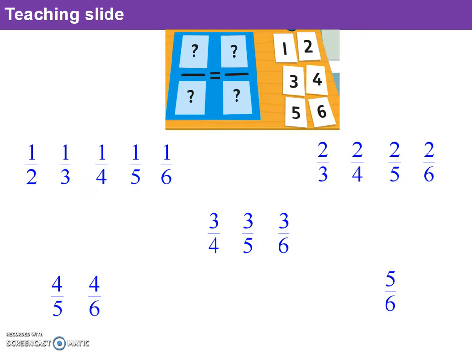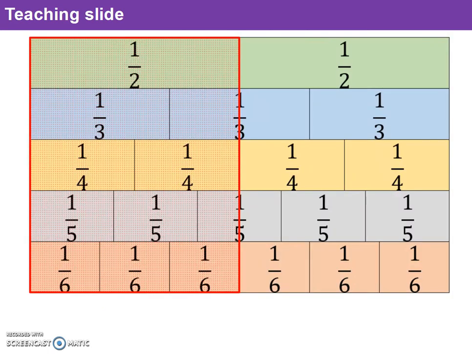I could say 2 times 3 gives me 6, so the denominator times 3 gives me a denominator of 6, so my numerator times 3, in this case 1, is going to give me my next numerator. So it's going to show me that 1/2 is the same as 2 times 3 is 6, 1 times 3 is 3, so 1/2 is equivalent to 3/6. And we can see on our fraction wall that is true.